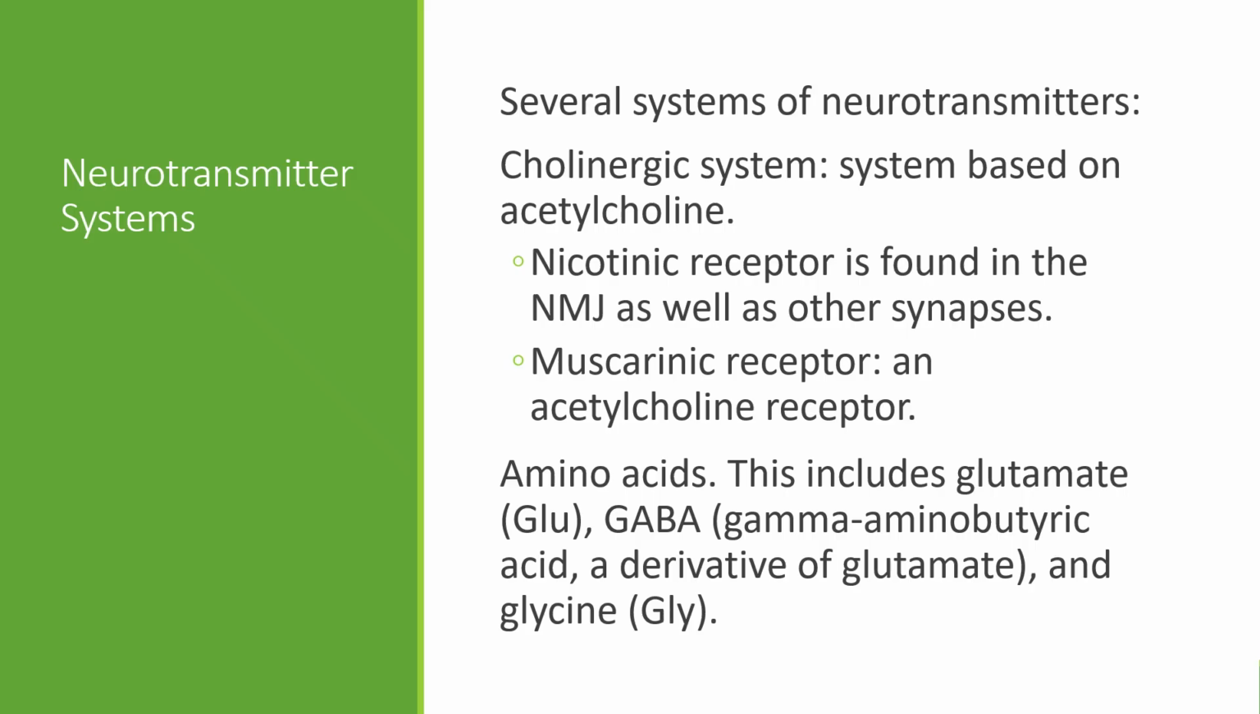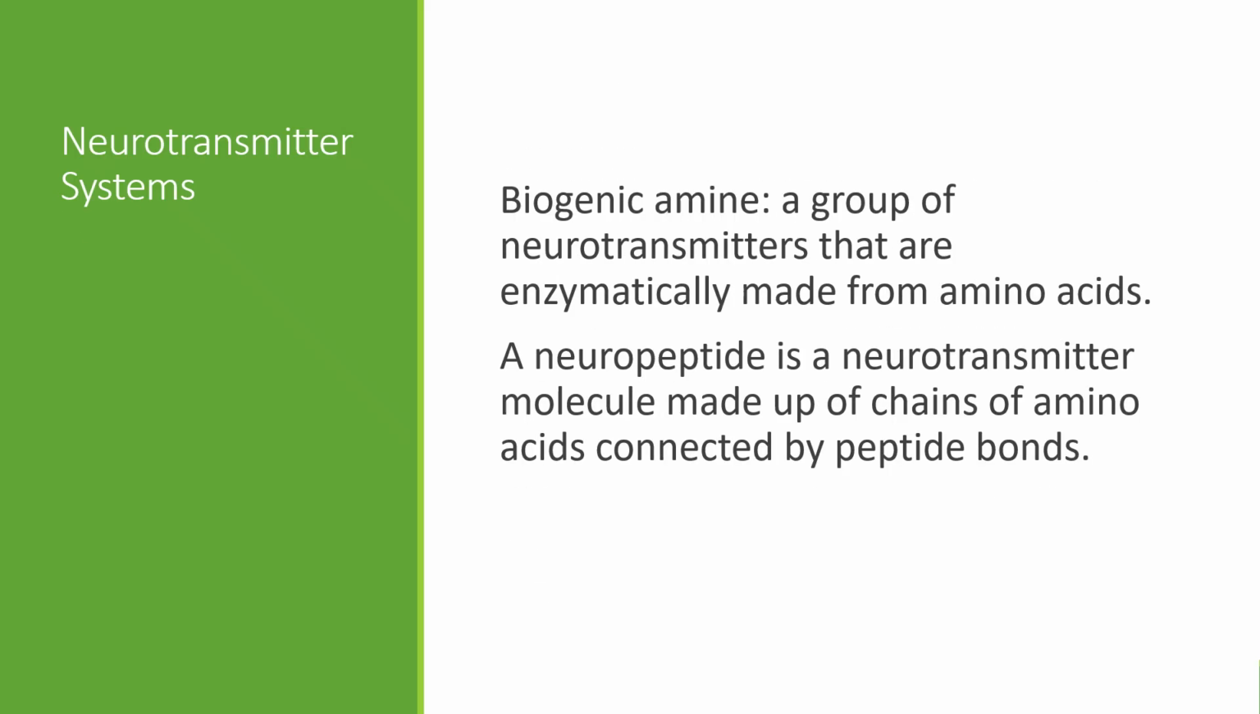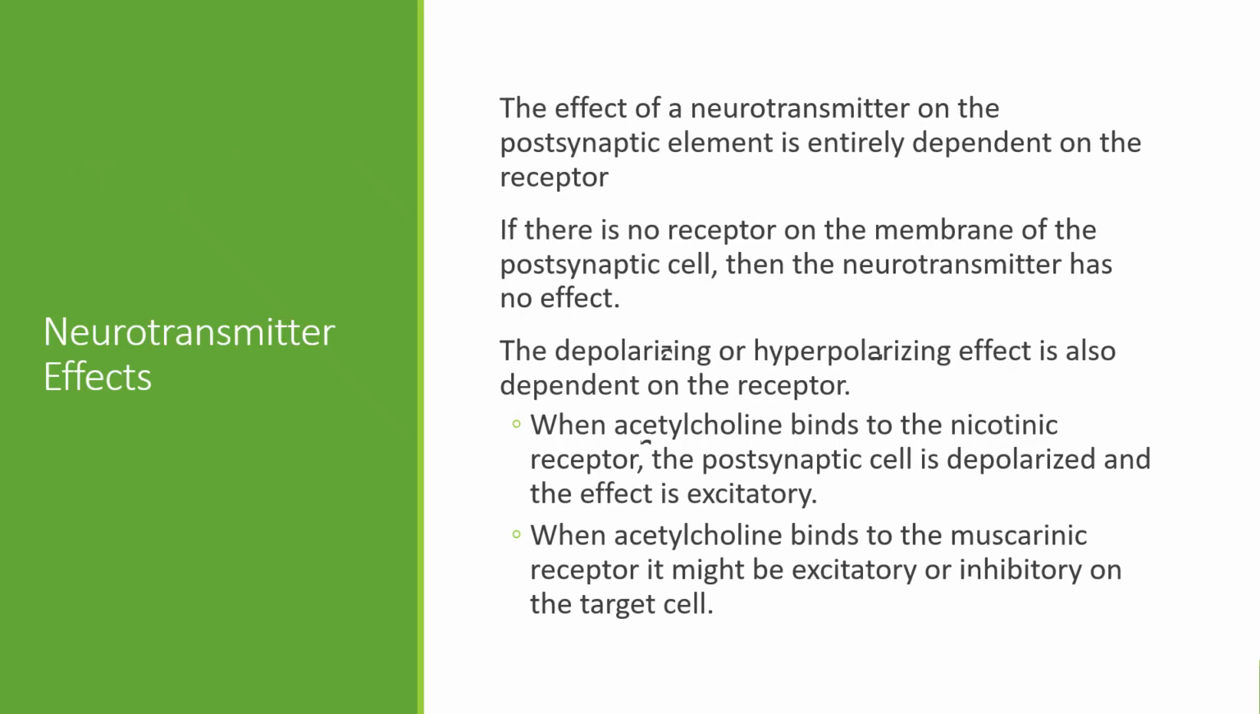Another group or system we have is called the amino acids. This includes glutamate, GABA, and glycine. Some other groups of neurotransmitters. One is called biogenic amines. This is a group of neurotransmitters that are enzymatically made from amino acids. When we use the term neuropeptide, this is a neurotransmitter molecule that has a chain of amino acids. It's made of a chain of amino acids that are connected by peptide bonds. So those are the different big categories we have of neurotransmitters. There are approximately 50 different chemicals that act as neurotransmitters.